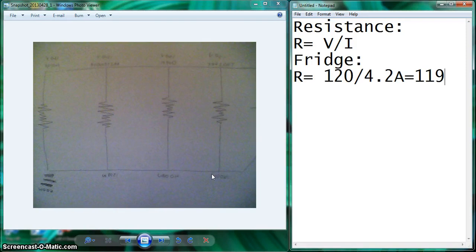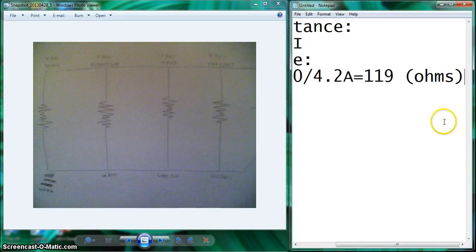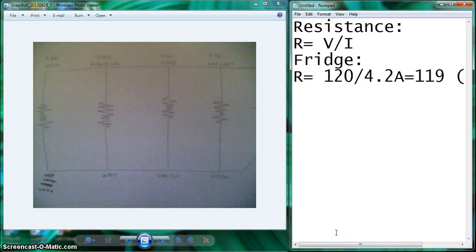It's supposed to be 119 ohms, which is resistance, and the resistance stands for this area in the center of the circuit, like the spiked lines. That's the resistance, or the ohms. But my computer does not have the ohm symbol, so we're just going to put in parentheses ohms for short. So the fridge, we found out that the ohms is 119.